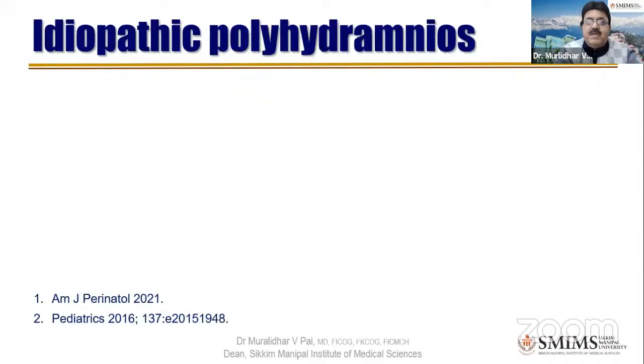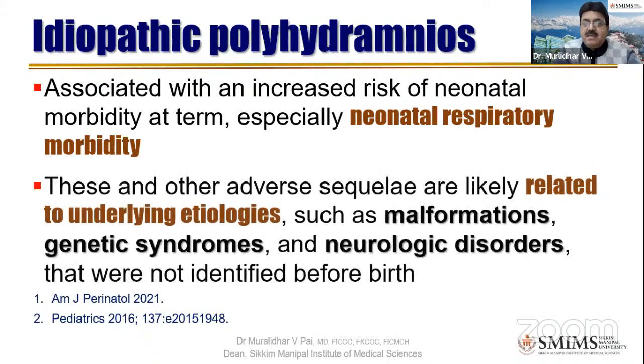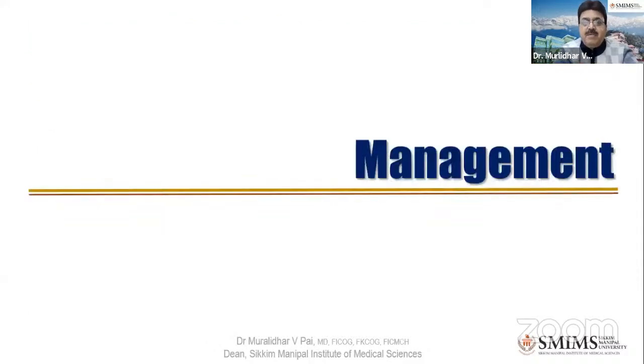Idiopathic polyhydramnios is associated with an increased risk of neonatal morbidity at term, because as I said, though it was idiopathic before delivery, after delivery you can identify fetal problems in 25% of them, which I told you right in the beginning, especially neonatal respiratory morbidity. These and other adverse sequelae are likely related to underlying etiologies such as malformations, genetic syndromes, and neurologic disorders that were not identified before birth.